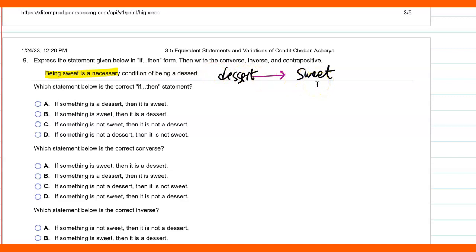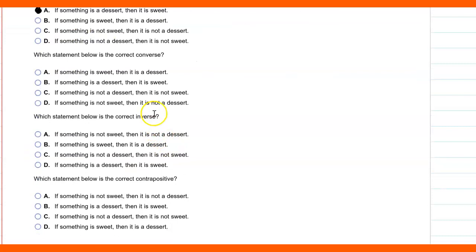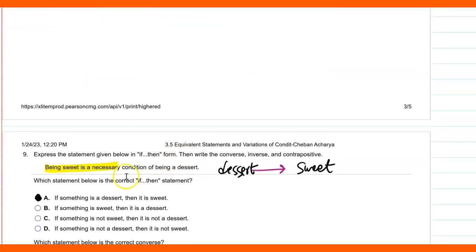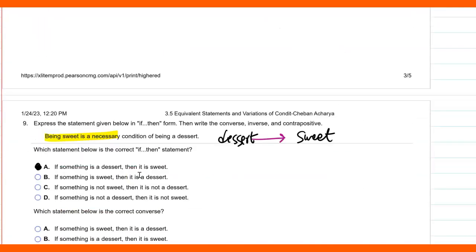In other words, you have multiple choice. You can select: if something is a dessert, then it is sweet. That's the answer, because you always read dessert first. Therefore, if something is a dessert, then it is sweet. Then you have the converse, inverse, and contrapositive of this statement. You know how to do that from before. You can finish by yourself.